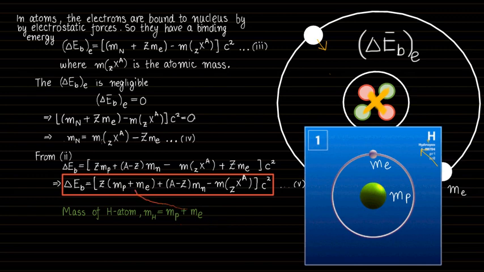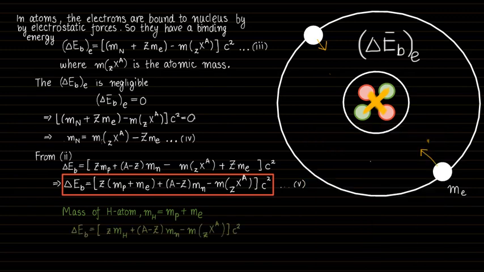which I can replace here. So I can write this binding energy also as Z, the atomic number, times the mass of the hydrogen atom. See, I've replaced this one with mH, plus the total mass of the neutrons, minus the atomic mass, whole thing multiplied with c square. So this is also the expression for the binding energy.